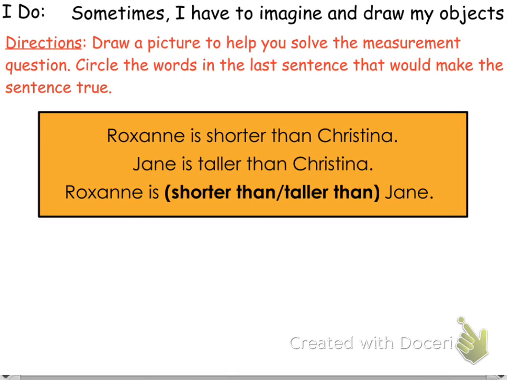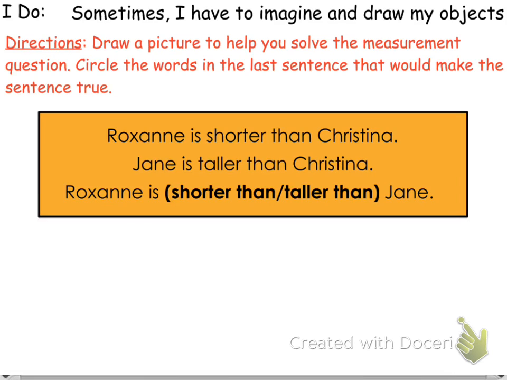So I'm going to read this measurement question. It says Roxanne is shorter than Christina. Jane is taller than Christina. Roxanne is shorter or taller than Jane. Okay, I'm going to read it again. Roxanne is shorter than Christina. Jane is taller than Christina. Roxanne is shorter than or taller than Jane.